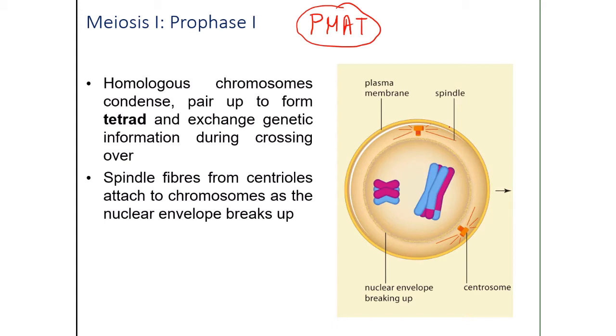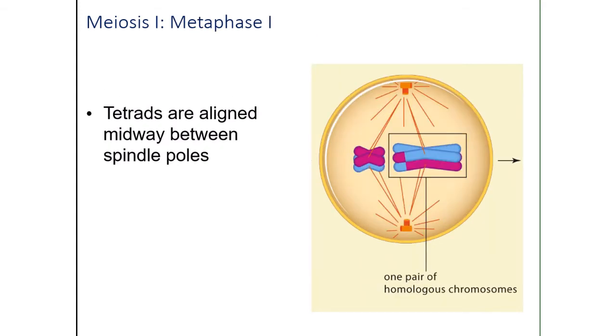And of course, the nuclear envelope is going to dissolve in prophase I, and that allows the chromosomes to come out from the nucleus. In metaphase I, the tetrads will line up in the middle of the cell, and we will have the spindle fibers attaching to the centromeres of each of the tetrad pairs, and they will do a tug of war that allows them to all line up in the middle of the cell.